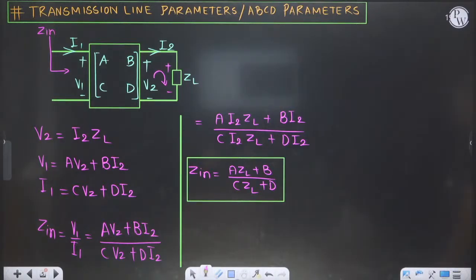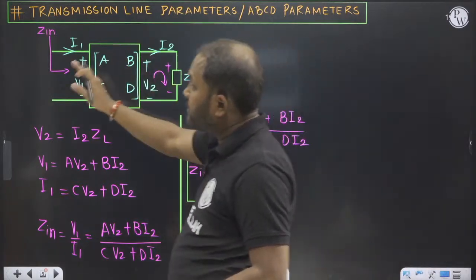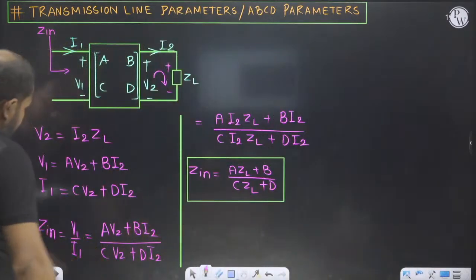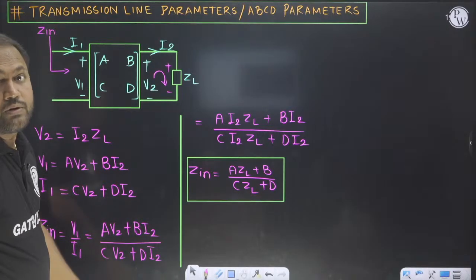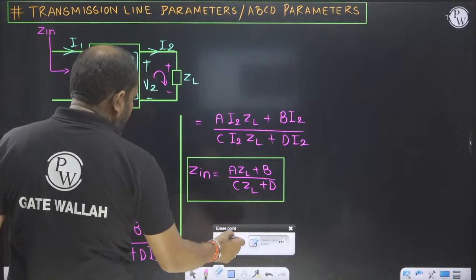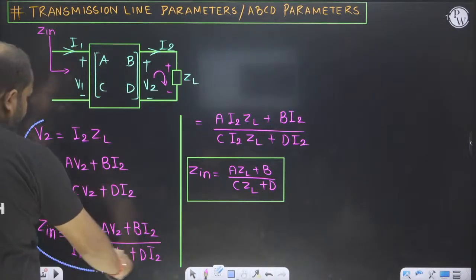Then we will go for the next part. Which part? If source is connected and Zout, they will ask. What will happen? So we will go for the next part.